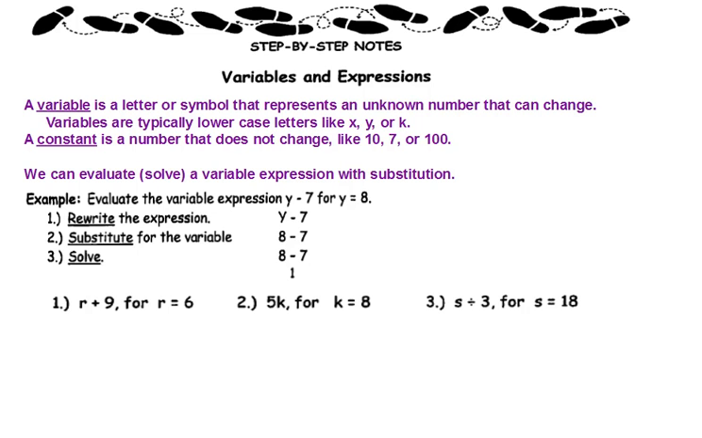Variables and expressions. A variable is a letter or symbol that represents a number that can change. Usually it looks like an x, a y, a k, or a lowercase letter. A constant is a number that does not change, like 10 or 7. When you evaluate, you use substitution.